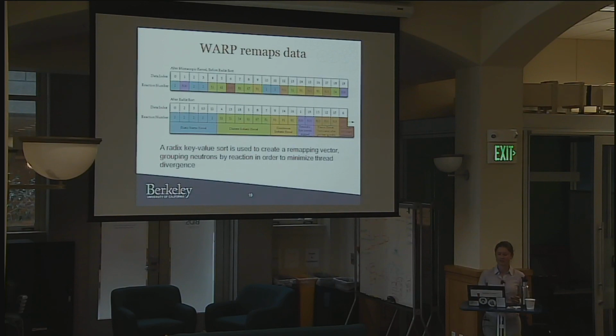So what we do is we remap it so that everything that needs elastic scattering is in the same place in memory. Everything that needs inelastic scattering is in the same place in memory. So we just do this remapping to put everything that needs the same thing next to each other. And radix, fortunately, helps us do that. And that minimizes thread divergence quite a bit.